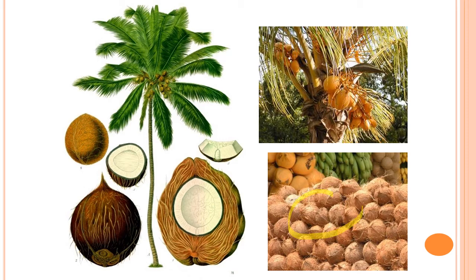This is the hard endocarp, but here you can see a soft exocarp and soft mesocarp. Only the endocarp is hard, while the mesocarp and exocarp are both soft. And this white thing is the endosperm, and the milk is also endosperm. So basically coconut is a drupe fruit.